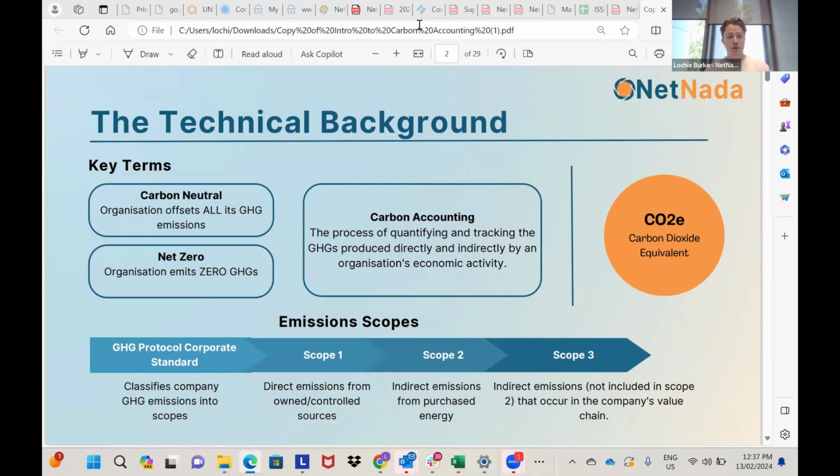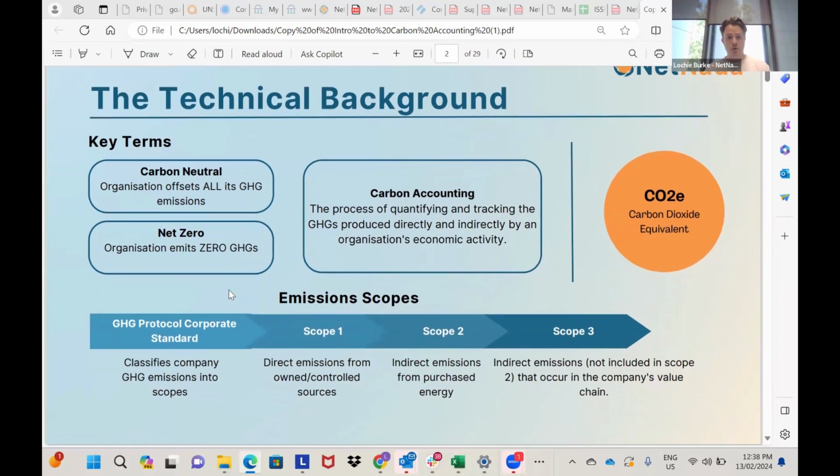The emissions are broken down into 3 scopes. Scope 1 are our direct emissions, which are from our owned and controlled sources. So fuel that's consumed in a business is an example of Scope 1 emissions, very direct there at the source.